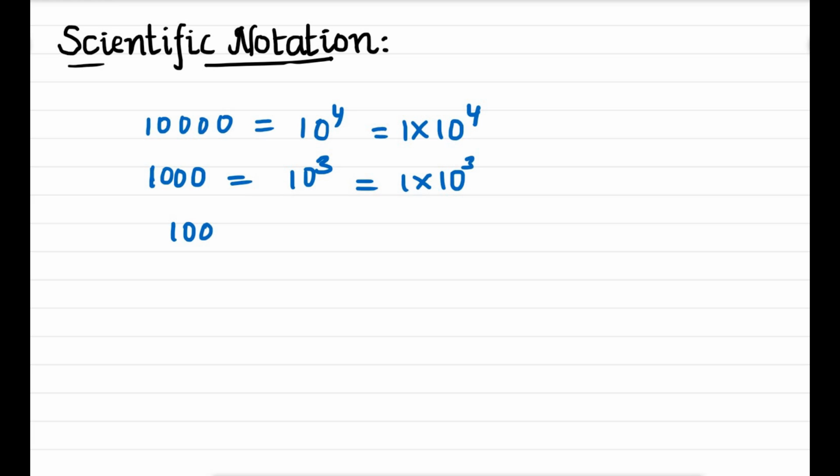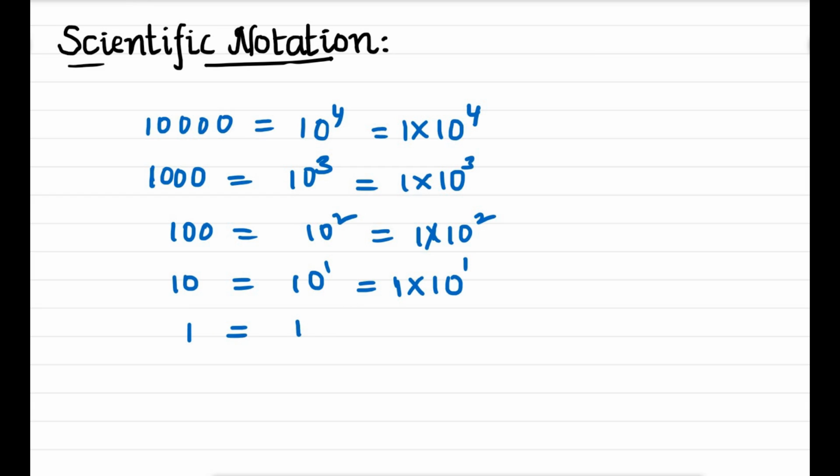100 can be written as 1 into 10 to the power of 2. If I give 10, that is 1 into 10 to the power of 1. If I give just 1, that is 10 to the power of 0. We can write even that as 1 into 10 to the power of 0.